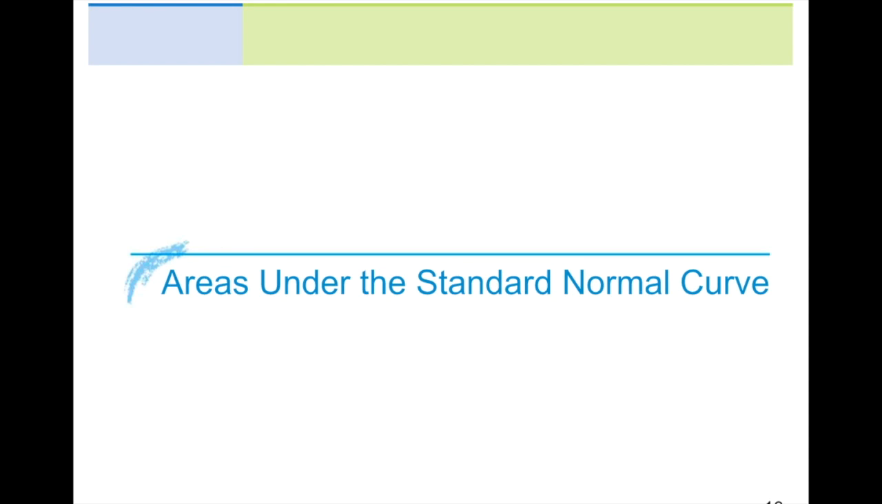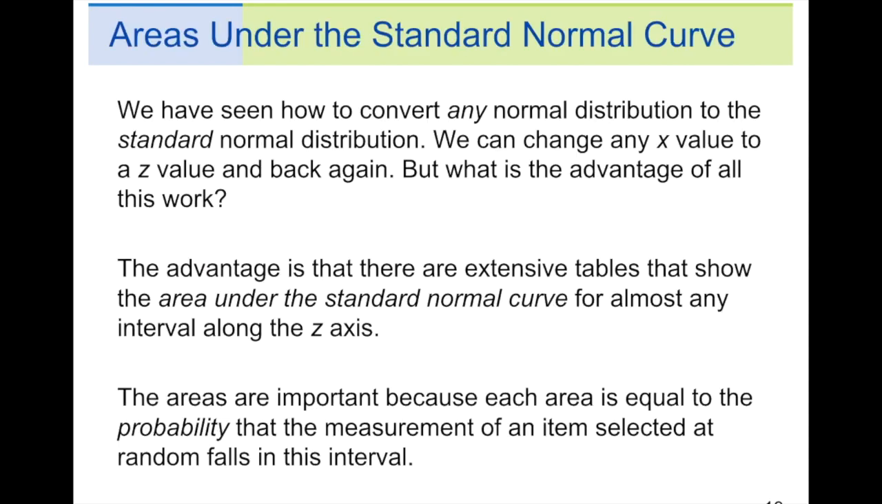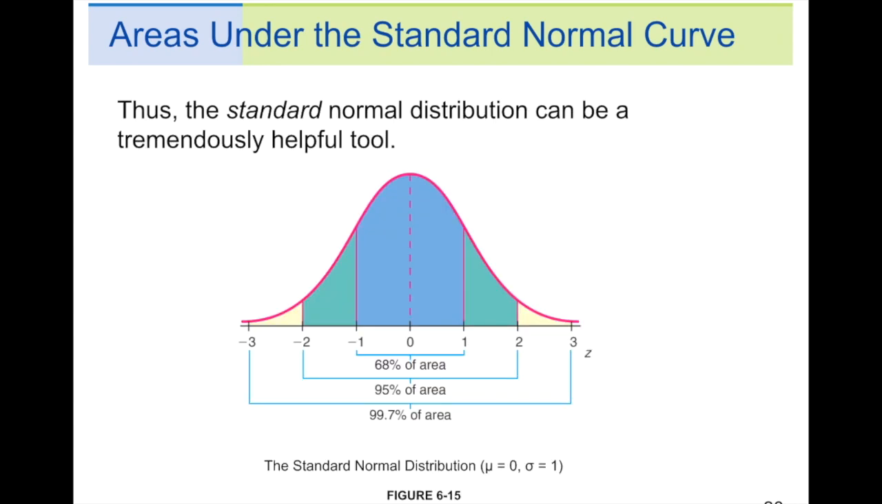Areas under the standard normal curve. We have seen how to convert any normal distribution to the standard normal distribution. We can change any x value to a z value and back again. But what is the advantage of all this work? The advantage is that there are extensive tables that show the area under the standard normal curve for almost any interval along the z-axis. The areas are important because each area is equal to the probability that the measurement of an item selected at random falls in this interval.